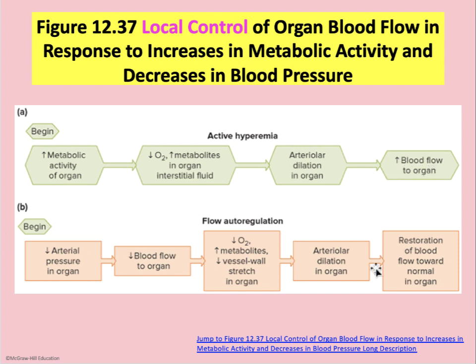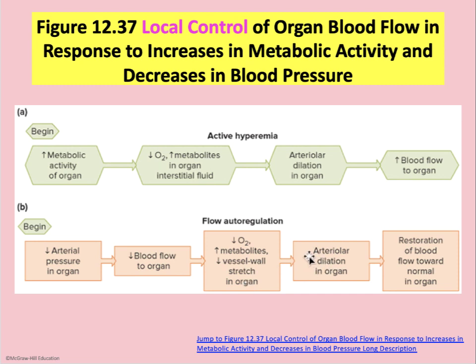In the lower example, we see autoregulation, where the flow to the organ is fluctuated around a set value. If the organ begins to experience a decrease in the arterial pressure, that's then translated into a decreased flow into the organ. Oxygen levels drop, metabolites increase, and in this case there's a reduced stretch of the walls of the blood vessels entering that organ.